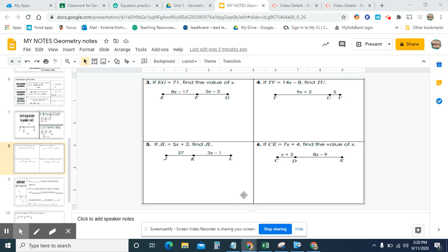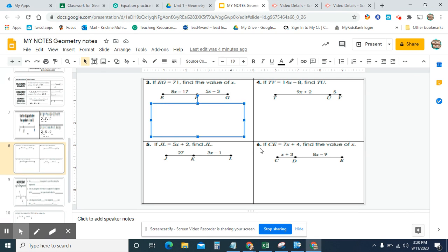Okay, but let's take this up a notch. So we're going to throw in some algebra because we know not everything can stay that easy. In example number 3, it says EG is equal to 71. So here's E all the way to G, so that length is 71. We need to find the value of X.